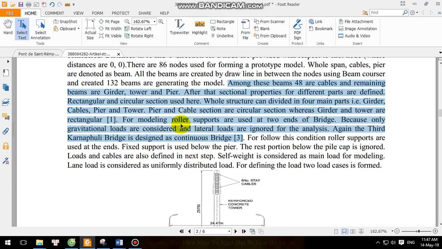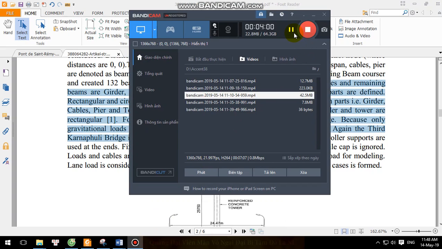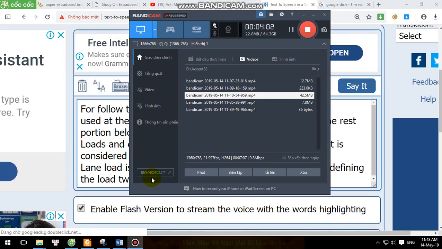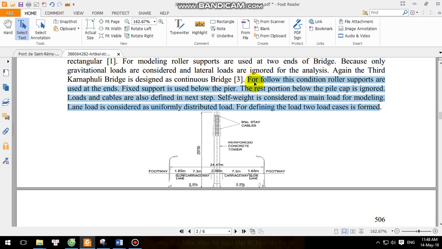For modeling, roller supports are used at the 2 ends of the bridge, because only gravitational loads are considered and lateral loads are ignored for the analysis. Again, the third Karnaphuli bridge is designed as a continuous bridge. To follow this condition, roller supports are used at the ends. Fixed support is used below the pier. The rest of the portion below the pile cap is ignored.